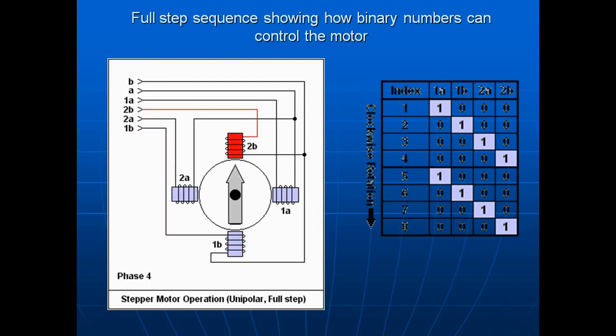And then the sixth position, and then 1B conducted, remaining will be 0. Then 2A conducted and remaining 0. 2B conducted, remaining will be 0. This is the phase sequence of the full step sequence, showing how binary numbers can control the motor.